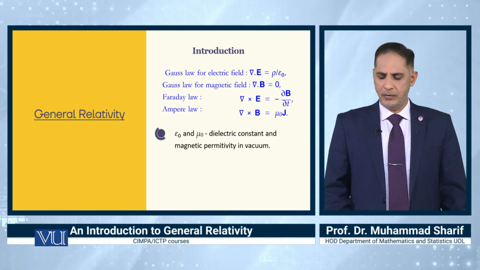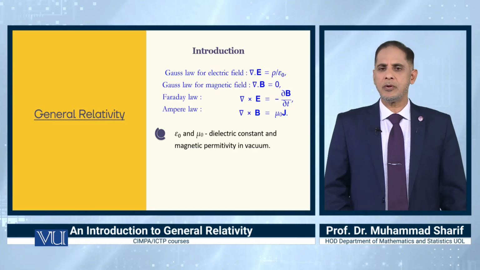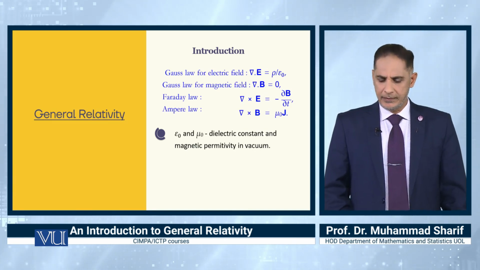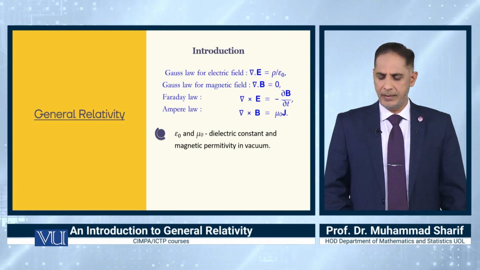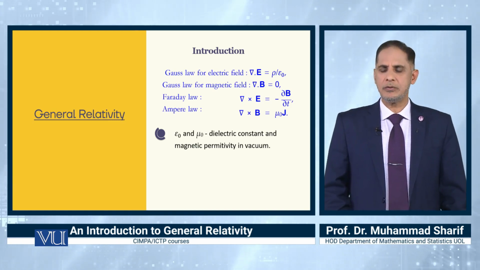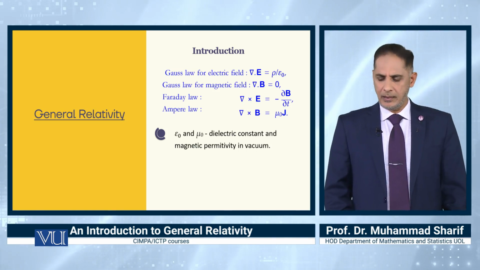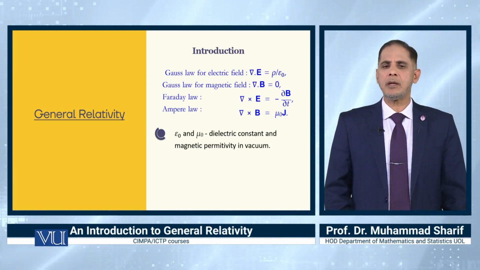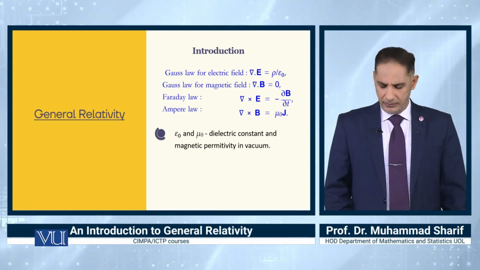Second is the Gauss law for magnetic field, which is the divergence of B is equal to 0. Here B is the magnetic field. Third is Faraday's law, which is curl of electric field is equal to minus partial B by partial t. And finally, the Ampere law, curl of B is equal to mu naught J. You can see here that epsilon naught and mu naught are particular constants. These are called the dielectric permittivity and magnetic permittivity in vacuum. Here rho is the charge density and J is the current density.